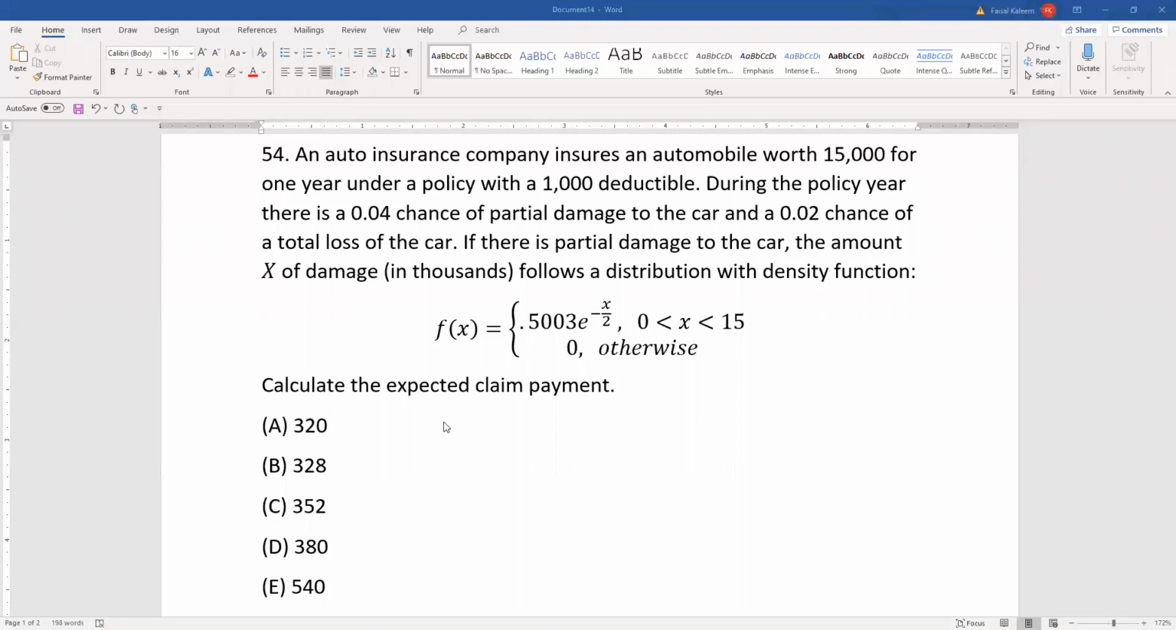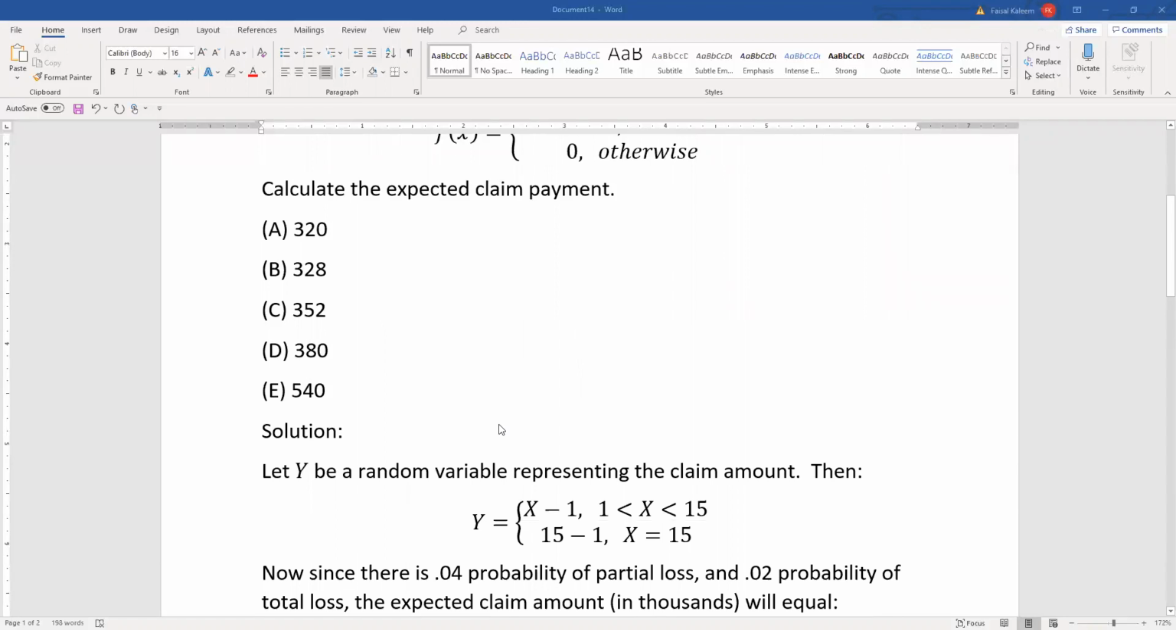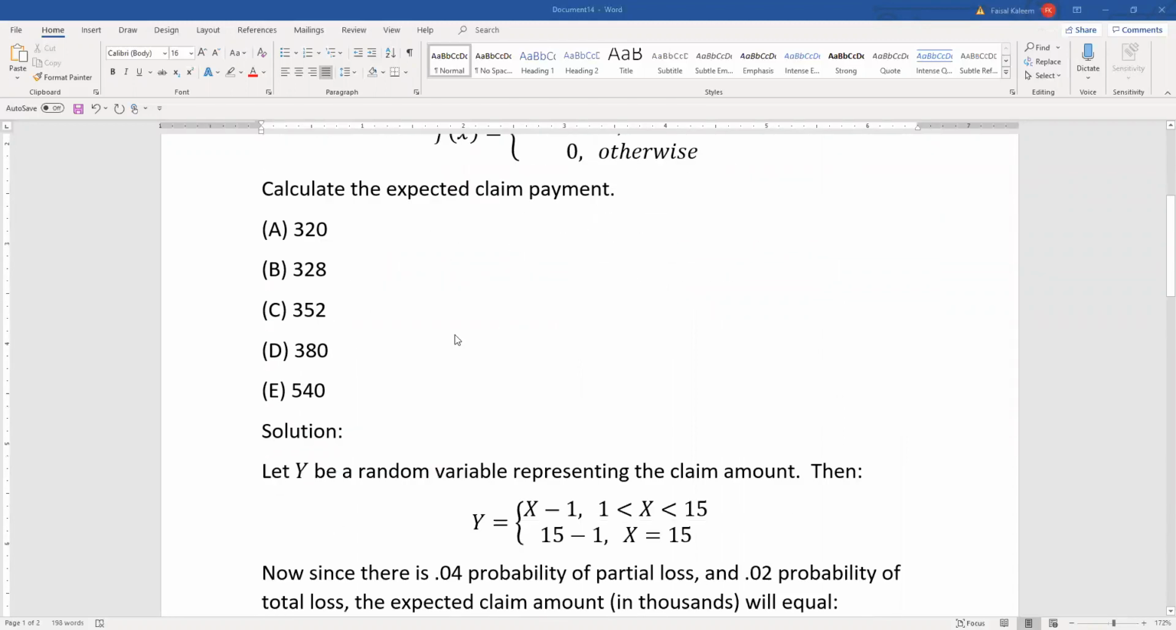So the expected claim amount will be the loss minus the deductible for most situations in case of partial damage. But that will only be when the loss is between 1 and 15. Since they say that the damage is in thousands, 1 actually means 1,000 and 15 means 15,000 in these representations. So if the loss is bigger than 1,000, which means if X is bigger than 1 and less than 15,000, the value of the car, then this is the partial loss situation.